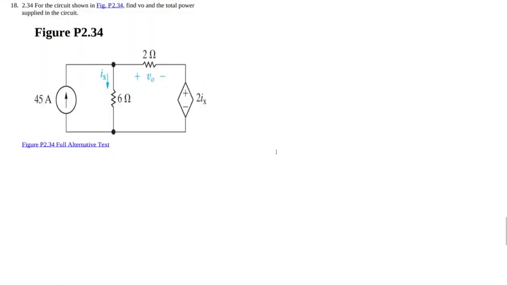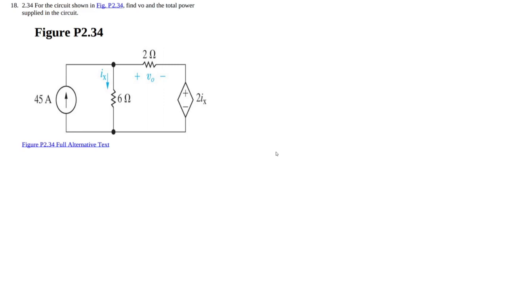For 2.34, we're given a similar problem to the last one. We want to find this voltage drop across this resistor and the power supplied by the circuit. So there are two supplies in here we're going to consider. There's the dependent voltage source and the ideal current source. So those two are both going to supply power. We'll consider those later in the circuit analysis.